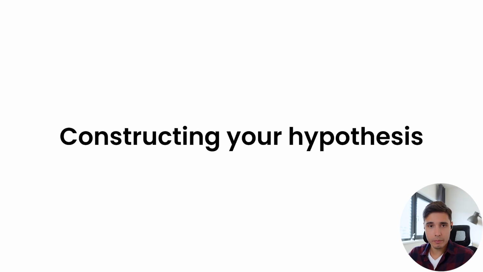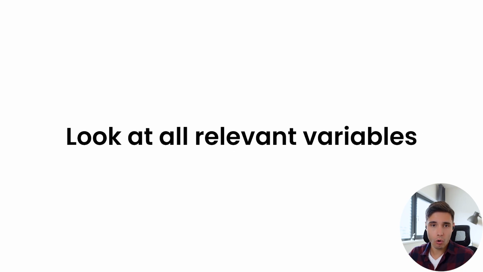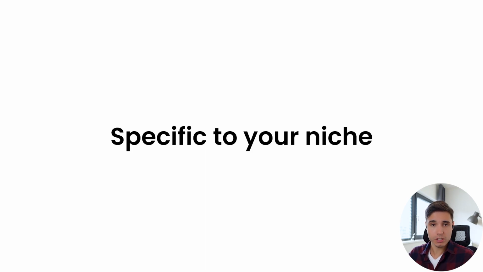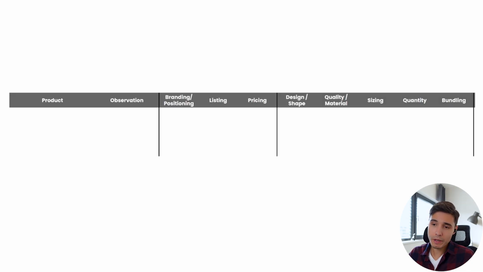So to construct the hypothesis, we have to look at all the relevant variables. And this is obviously specific to your niche, so I will try to specify this as much as possible, but obviously I do not know your niche, so I will talk in general terms. So if we have a product, there is the observation. That's the first step. We talked about looking at the competition, looking at the search volume, and so on. And then we have the variables.